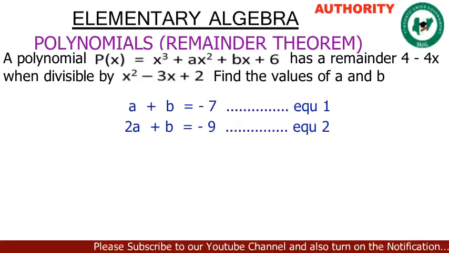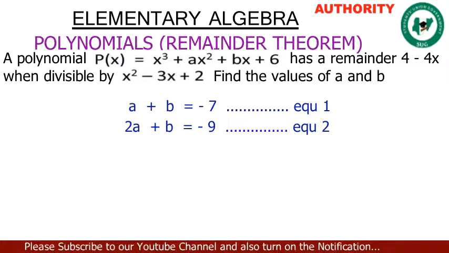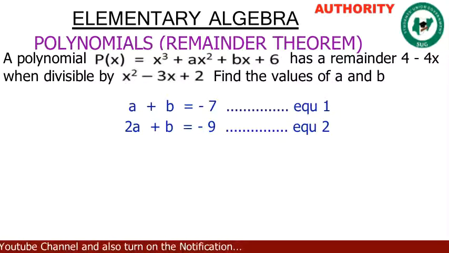This is a simultaneous linear equation. So we're going to solve this using elimination. Now how are we going to eliminate? If you look closely, you discover that we can easily eliminate b. For us to do that, we're going to ask ourselves a question: what kind of operation are we going to perform on these two equations so that b will disappear?